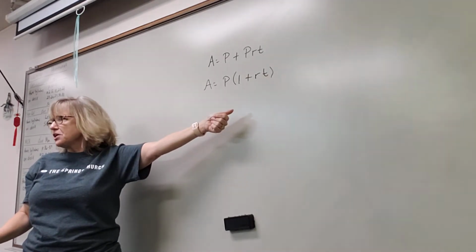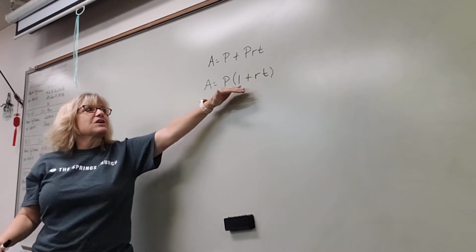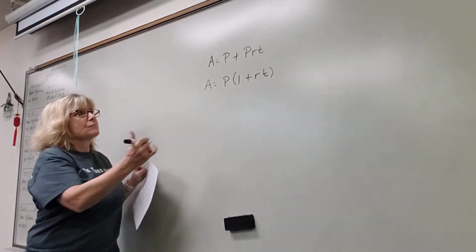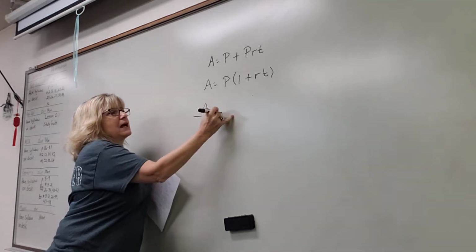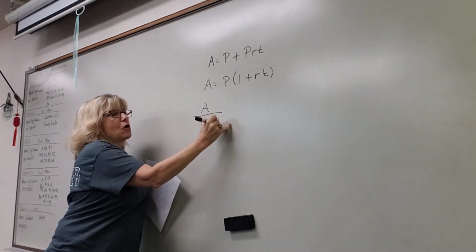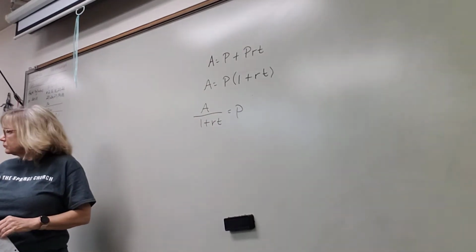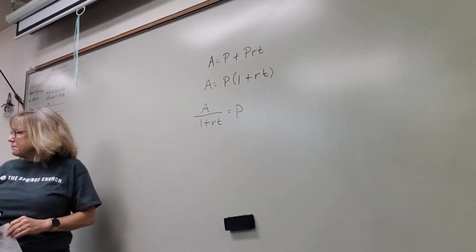Does that make sense to you guys? So now we can divide both sides by the 1 plus RT. So A over 1 plus RT would equal P. You guys get that?